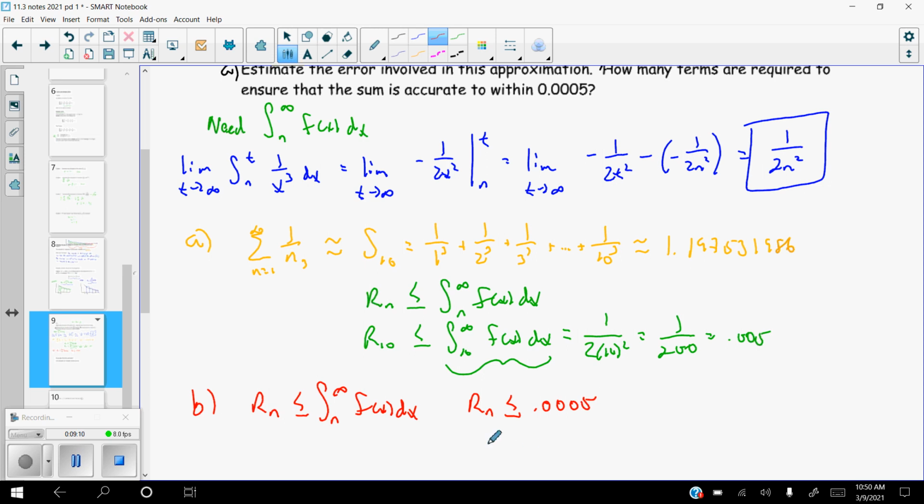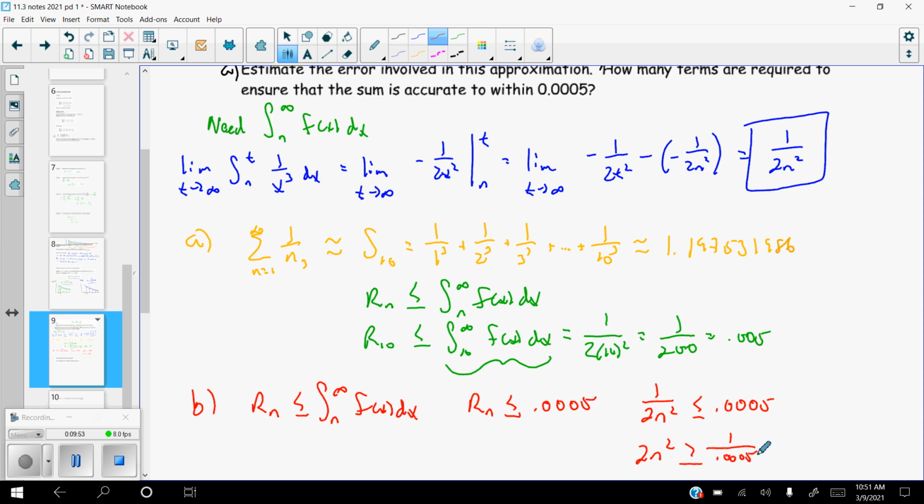Well, we do have the expression for our remainder, which is 1 over 2n squared. And we want that to be less than or equal to 0.0005. So now we're going to solve this for n. If you were to reciprocate both sides, you're going to get 2n squared. Now, if you reciprocate, you actually have to change the inequality symbol. Reciprocating 0.0005 is going to give us 1 over 0.0005.